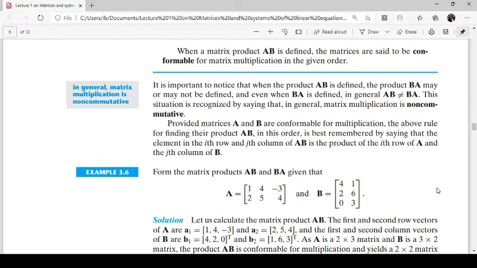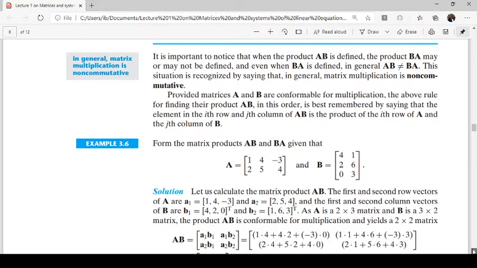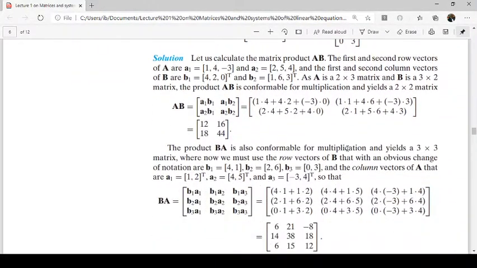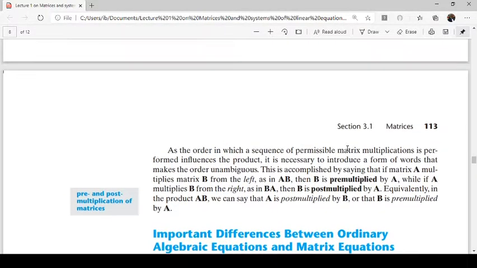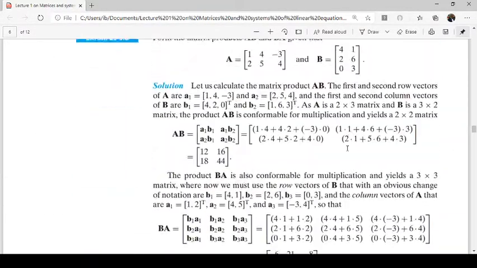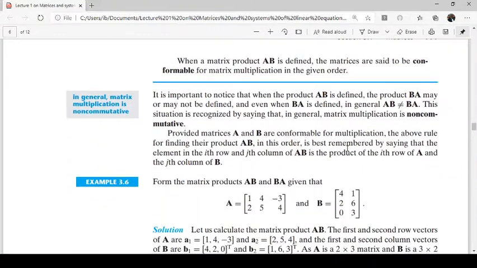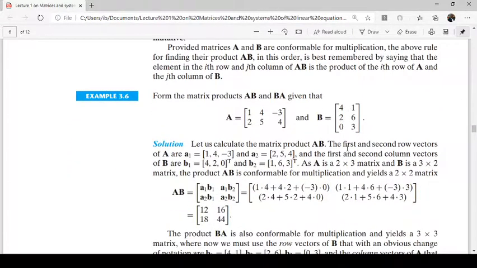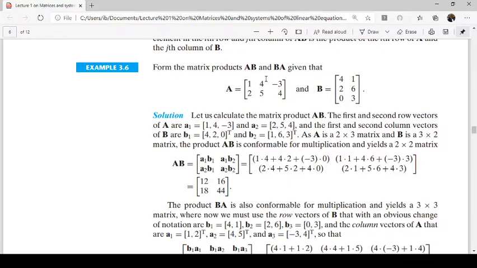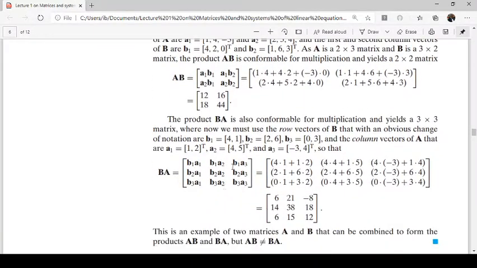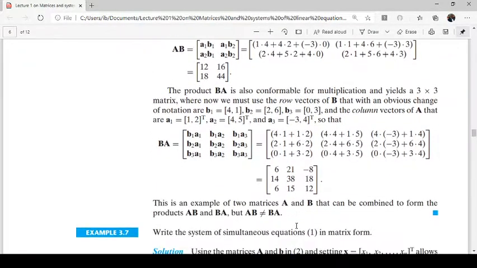So when the matrices are provided, that's conformable. I've said much about conformable. Look at this example, you can see it yourself. You can see example 3.6 yourself. When you multiply matrices AB, you have this. When you multiply matrices BA, you have this. You can see that AB is not equal to BA.